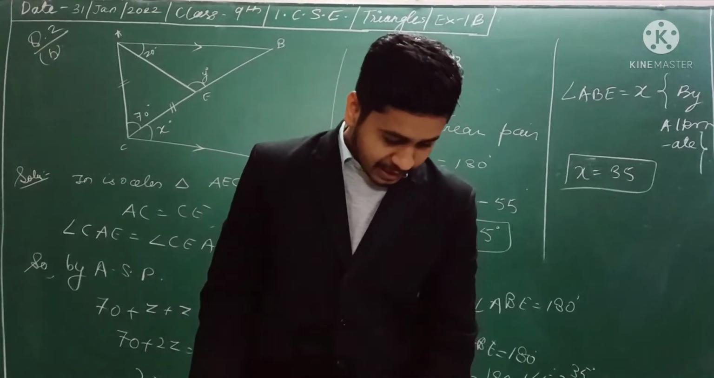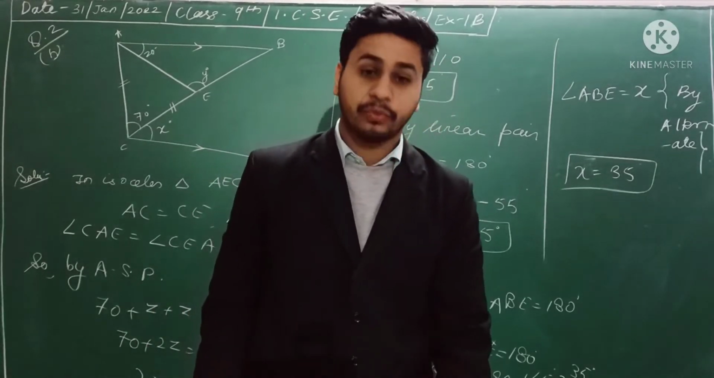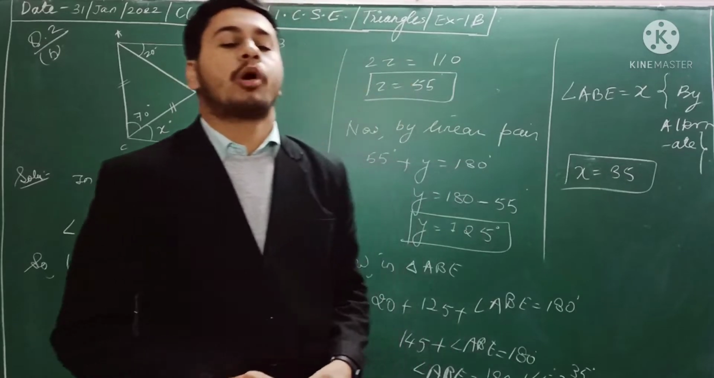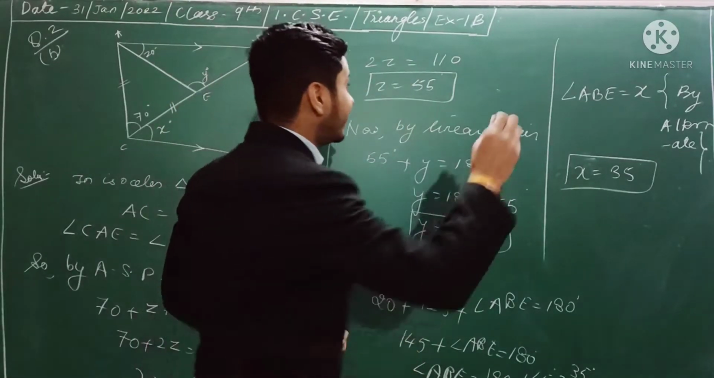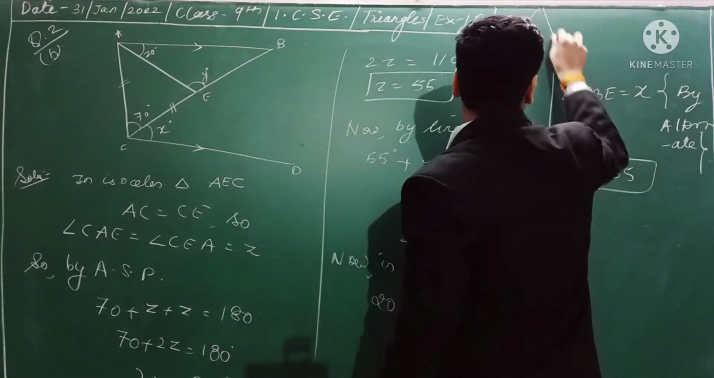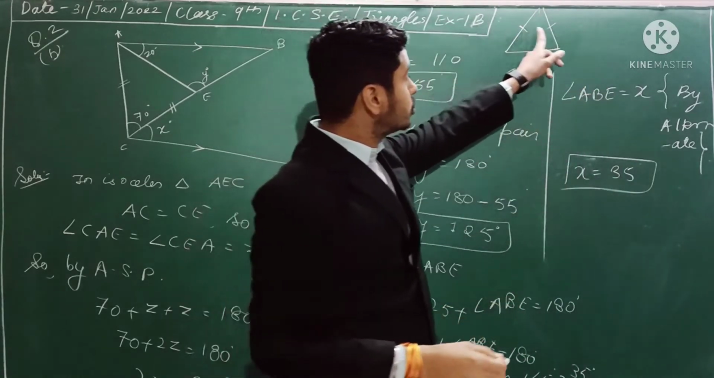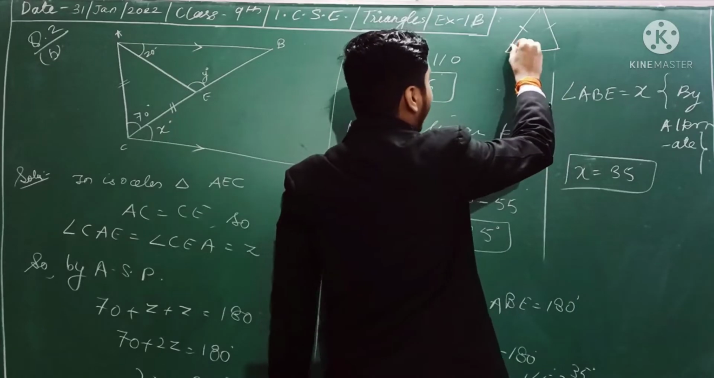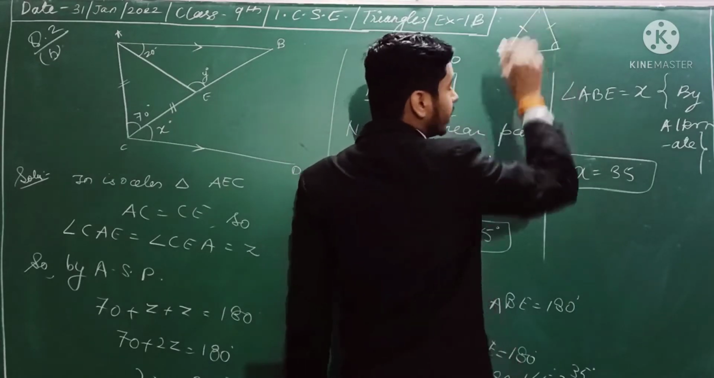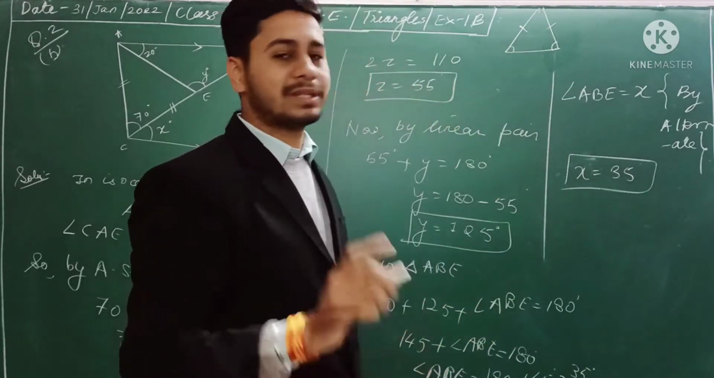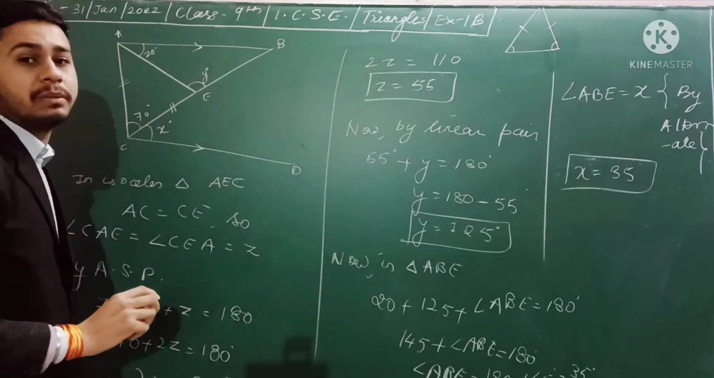In the last class we started Exercise 1B, where we saw the properties of the isosceles triangle. Let me recall it. This is an isosceles triangle, and it was said that when these two sides are equal, then the angles opposite these two equal sides will also be equal. This is a very important property which you need to keep in mind.